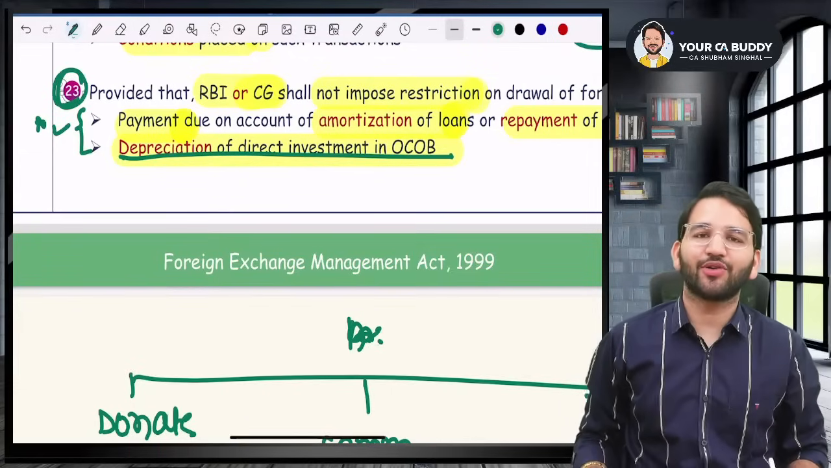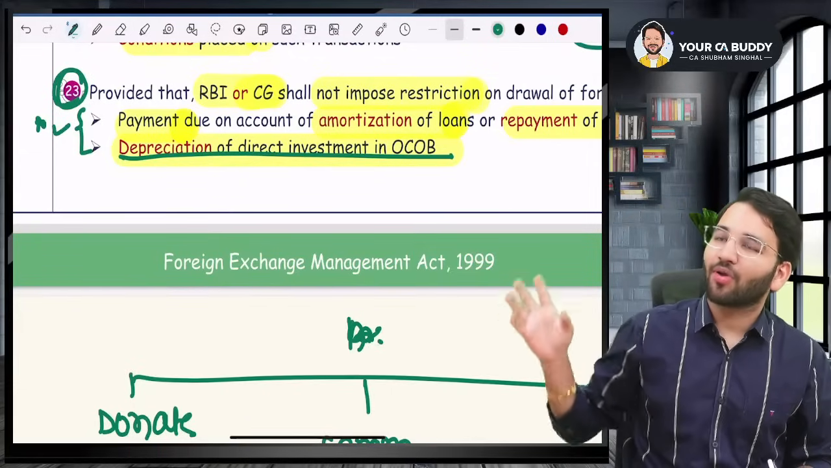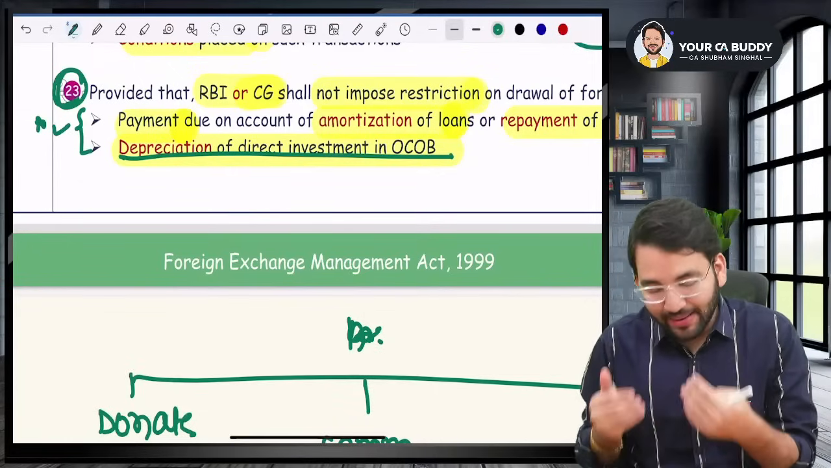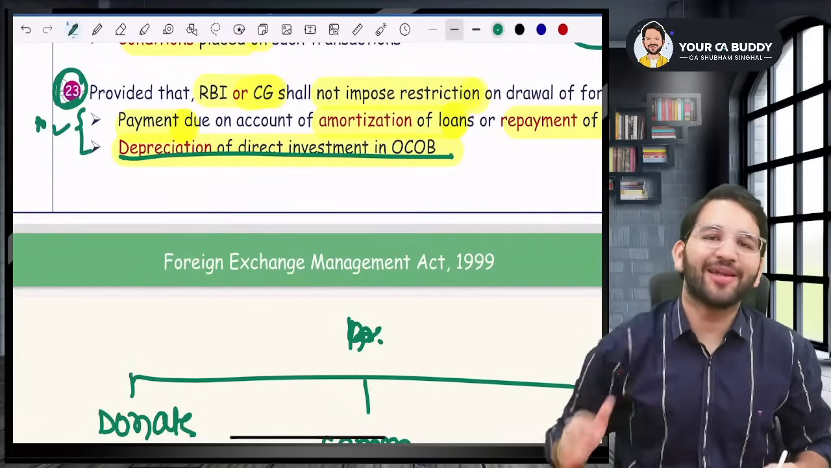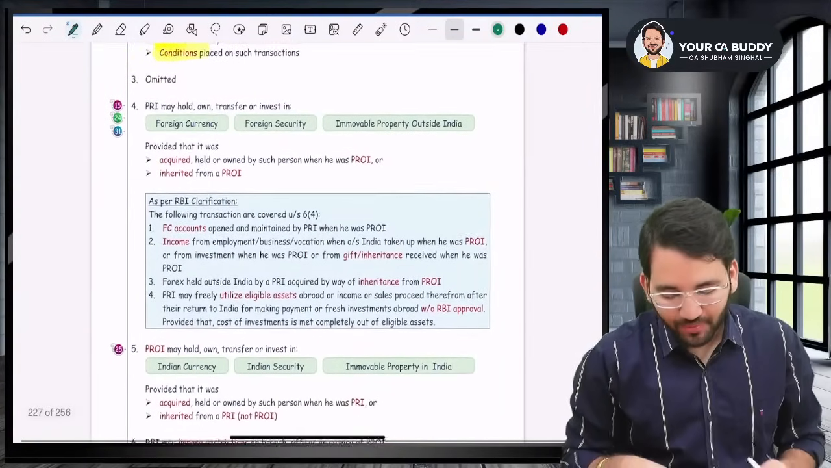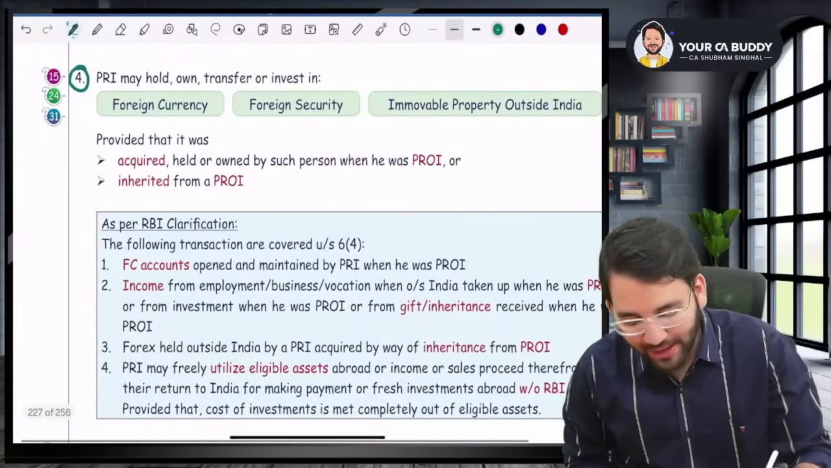It has been asked in your exam. There can be no restriction on payment due on account of amortization of loan or repayment of loan, and number two, depreciation of direct investment in ordinary course of business. Okay, sir. Now coming to point number 4 and point number 5.